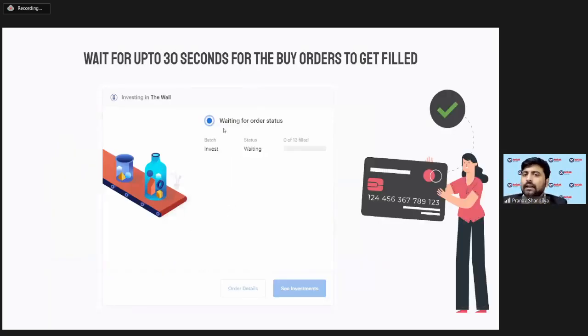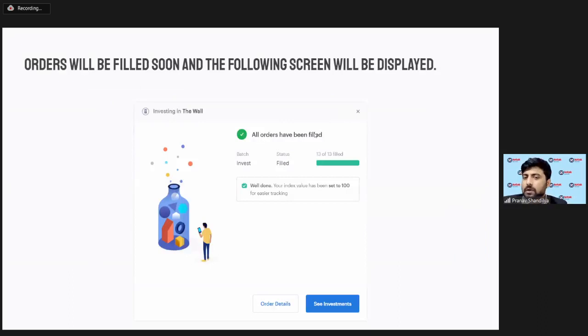Once you do that, you will see a screen which says waiting for order status and 0 out of 13 filled. Over here, you have to wait for approximately 15 to 20 seconds and a maximum of 30 seconds, while all these stocks are getting picked up in your trading and demat account. Once they are picked, you will see this screen which states that all the orders have been filled, that is, 13 out of 13 orders have been filled.